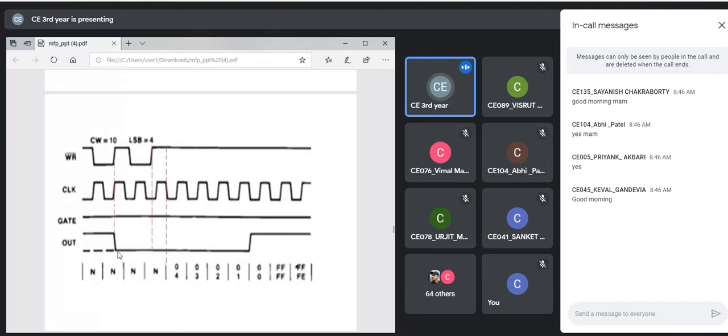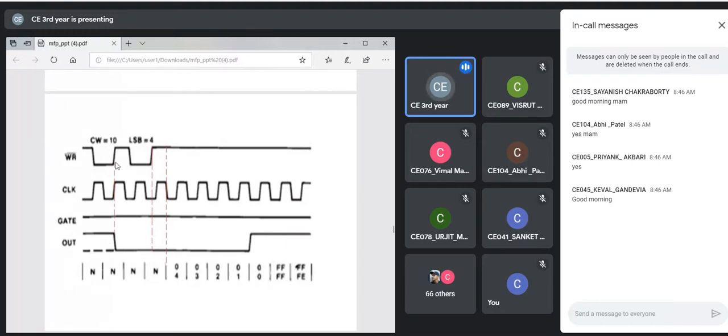These are very useful words, because this OUT behavior will be different for every mode, right? That's why please focus on them. What I'm saying here is that as soon as the control word is written, OUT goes low. This behavior is for mode 0, it can be different for mode 1.